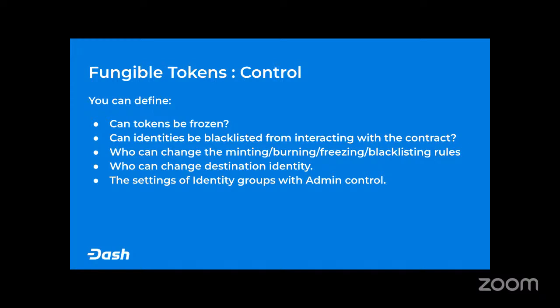Can identities be blacklisted from interacting with the contract at all? That's also possible. Who can change the minting, burning, freezing, blacklisting rules? That's also inside there. Who can change the destination identity and the settings of the identity groups with the administration control. So these are basically, I checked to see what 90% or so of tokens use actually, and I incorporated them. So people can write tokens directly on platform with all the platform functionality, not using smart contracts, with about 90% of the features that currently exist in the token space.